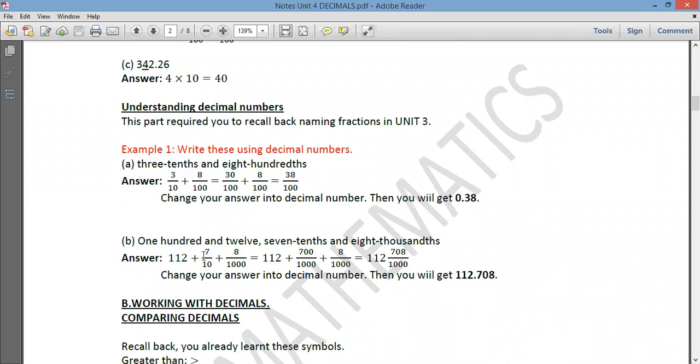Okay, then next part, understanding decimal numbers. Okay, you have to recall what you learned in Unit 3, naming fractions.